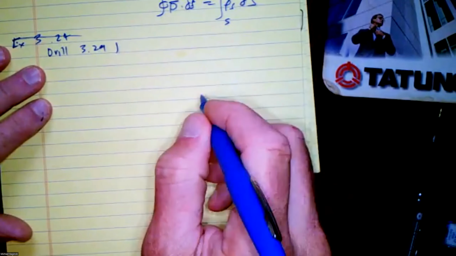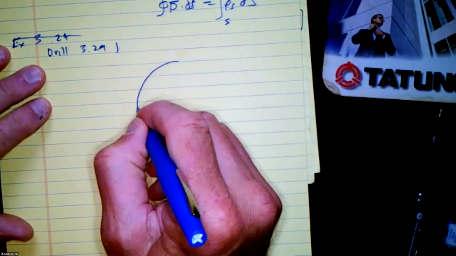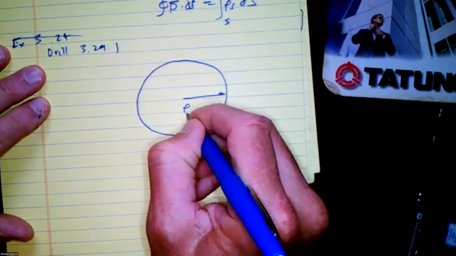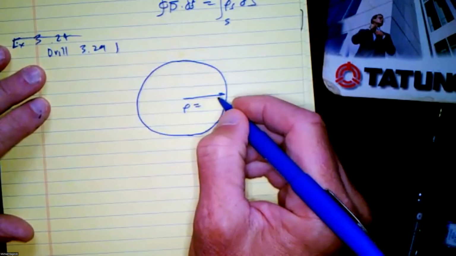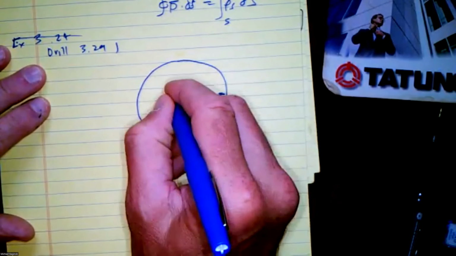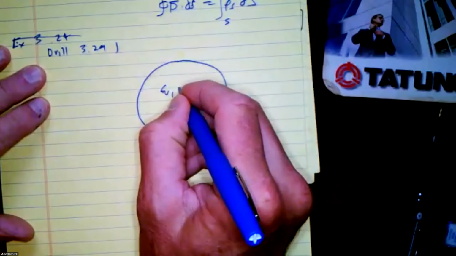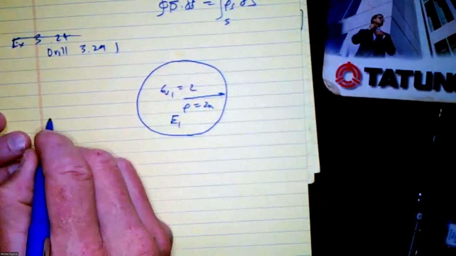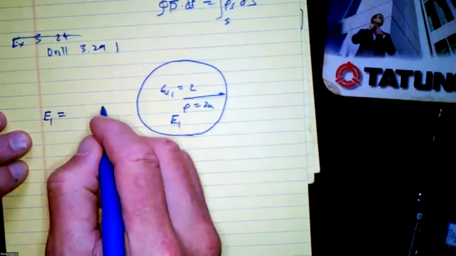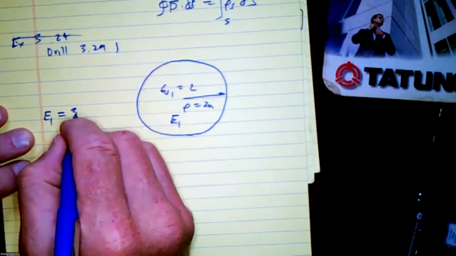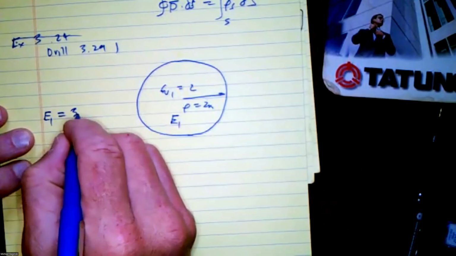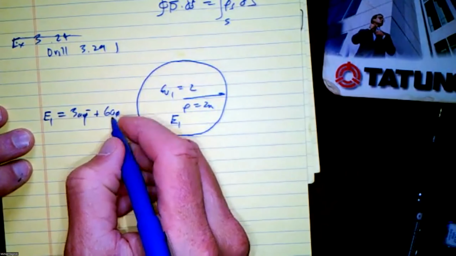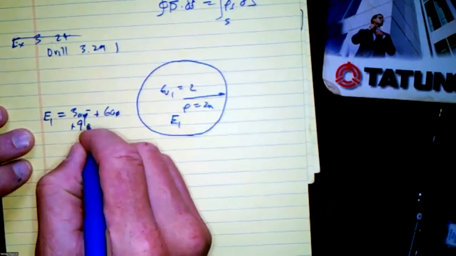I'm looking right down the z-axis to make it easy. We've got a radius rho equal to 2 meters. Epsilon relative in region 1 is 2, and the E field in region 1 is given as 3a rho plus 6a phi plus 9az.